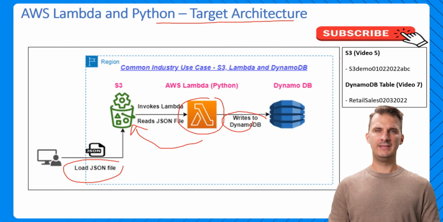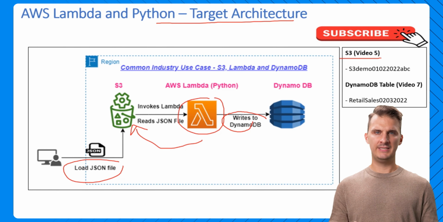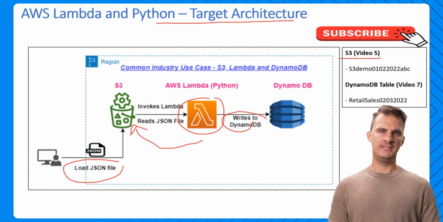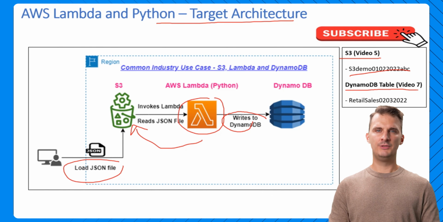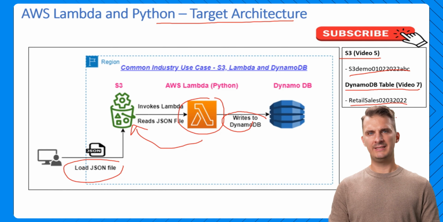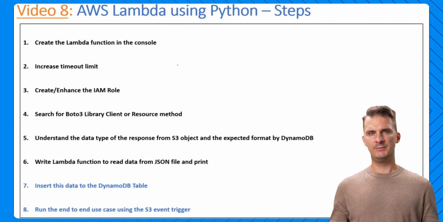So we'll use the S3 bucket that we created in video 5. We'll use the same S3 bucket. This is the name of the bucket. And then we'll also use the DynamoDB table that we created in video 7 using the Lambda function. So this is the name of the DynamoDB table. You can also create it through the console. That should be okay. Now let's quickly look at some of the steps we are going to follow.